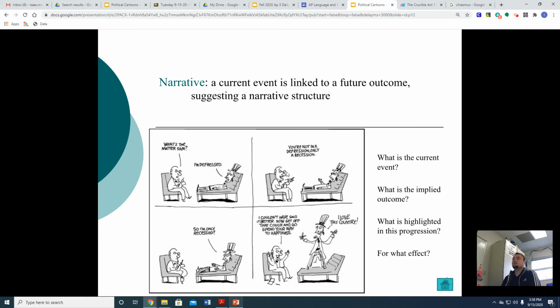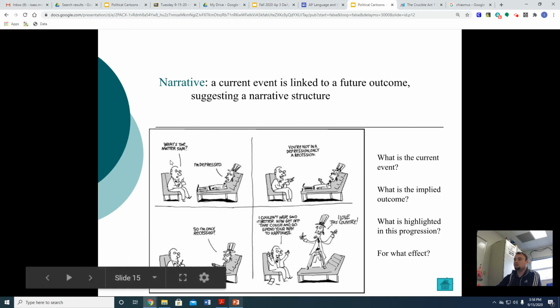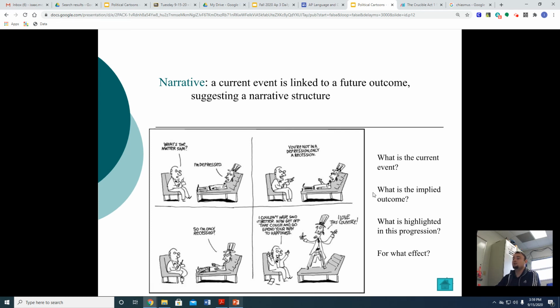All right, a narrative is a current event. It's linked to a future outcome, suggesting a narrative structure. So you see this is a little bit different as there's multiple squares here. You can see it also tells a story rather than telling you to just analyze this image. So it says, what's the matter, Sam? Again, we have the indexable symbol, Uncle Sam representing the United States. I'm depressed. And the therapist says, you're not in a depression, only a recession.